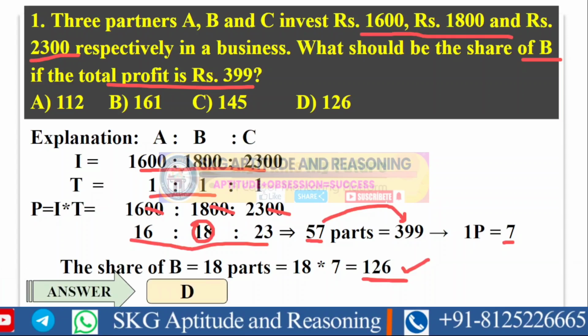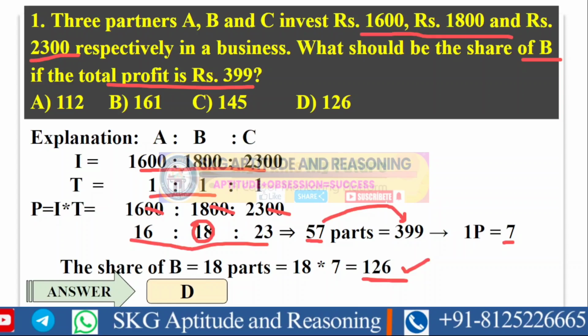I hope we understand this problem. In partnership problems, we'll get larger amounts, like 50,000, 60,000, 90,000. So we need to eliminate the common elements present in those numbers in order to get simple numbers or a simplified equation.